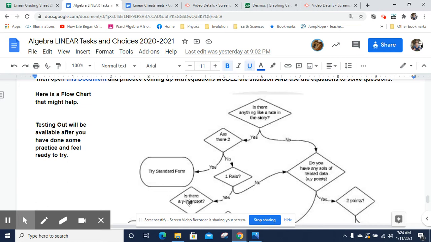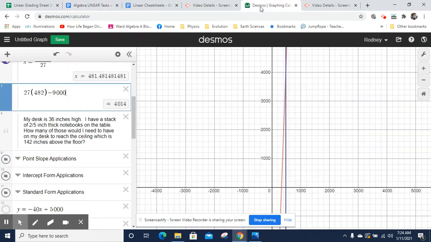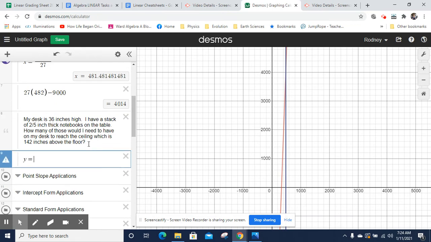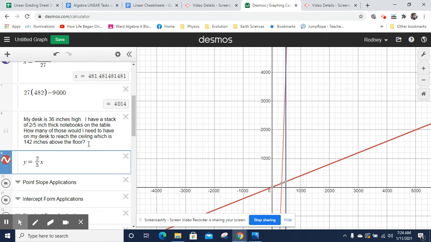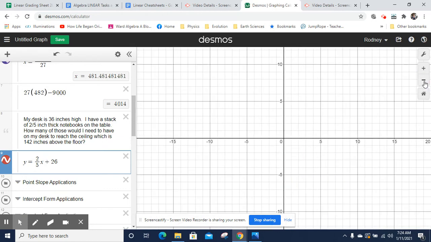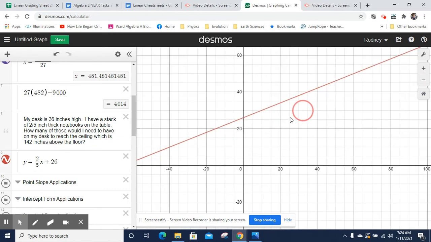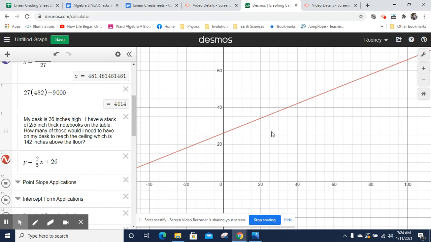Is there a Y-intercept? Well, there is a starting point. The starting point is the top of my desk, 36 inches high. So there's a Y-intercept at (0, 36) and a rate of 2/5. So we can set up an equation with this. We say y equals 2/5 for the slope, x, and then we add 36. I'm going to zoom in a bit and then zoom out again. So now we have our equation.